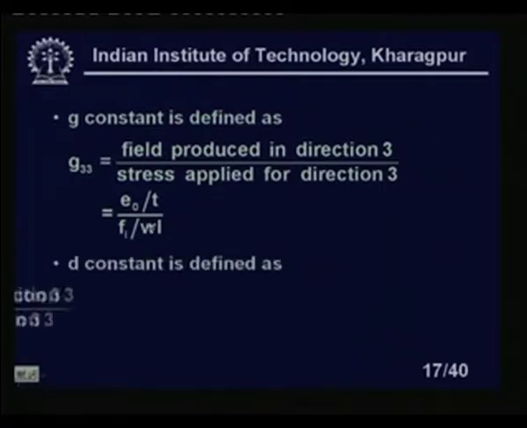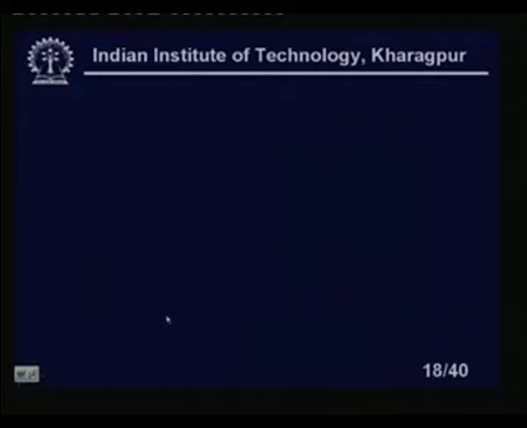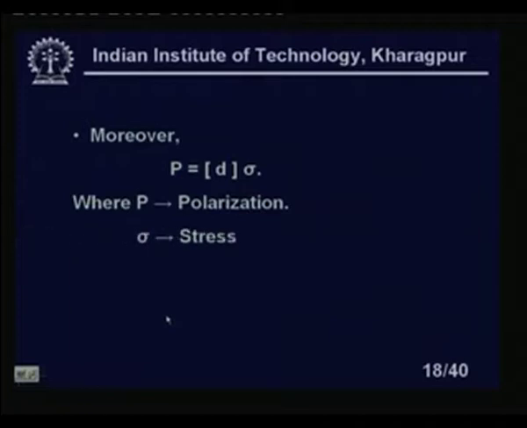Now, the D constant is defined as D33, the charge generated in direction 3 divided by the force applied in direction 3, which can be written as Q divided by Fi. That means the charge developed divided by the force applied. Moreover, P is equal to D multiplied by sigma, where P is the polarization and sigma is the stress, and D we call the sensitivity matrix of the piezoelectric crystal, right.